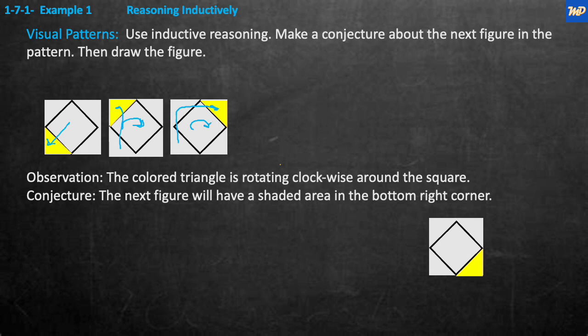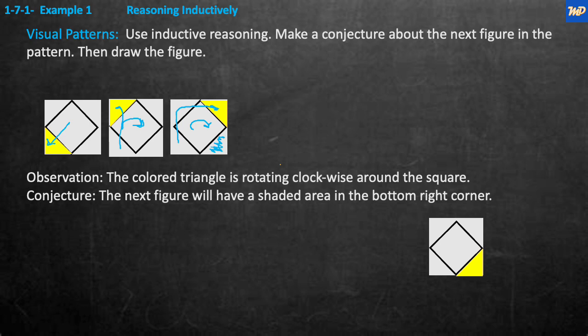So inductively, you're going to think, well, if this was down here in the bottom left-hand corner, then it moved up to the upper left-hand corner, then it moved to the upper right-hand corner, the next place it's going to move to is the lower right-hand corner. So you're going to think that it's probably going to move down here. Well, that's exactly what it is. The observation here is the colored triangle is rotating clockwise around the square. And the conjecture is that the next figure will have a shaded area in the bottom right corner.